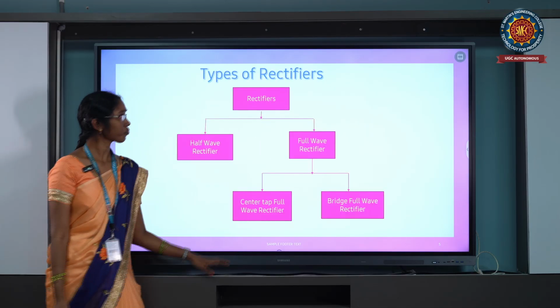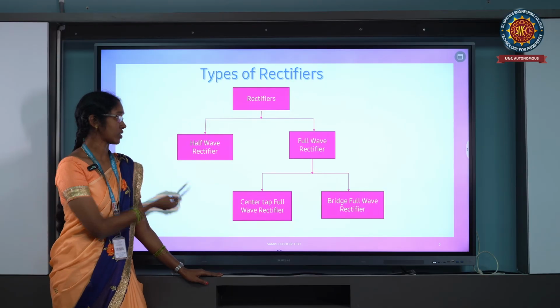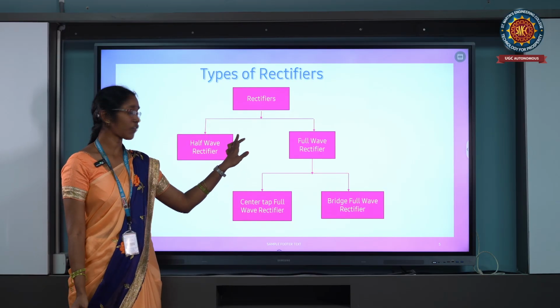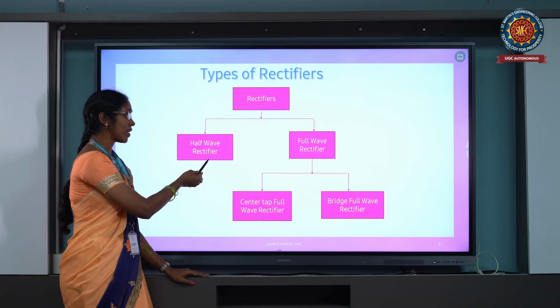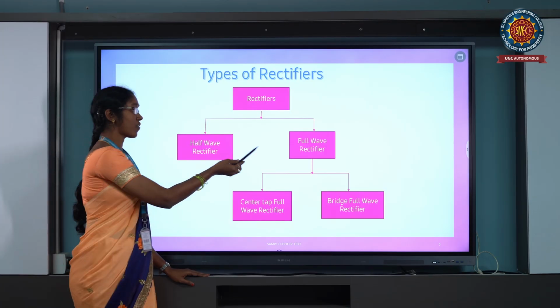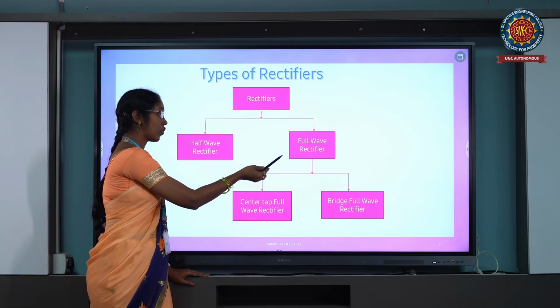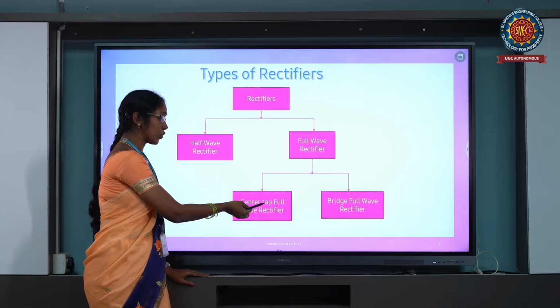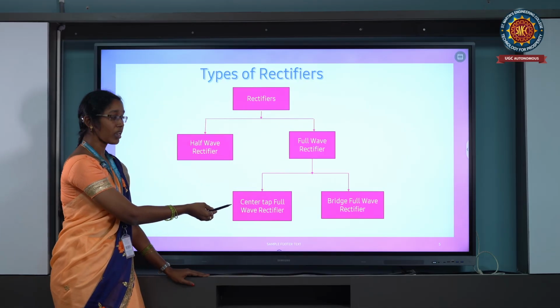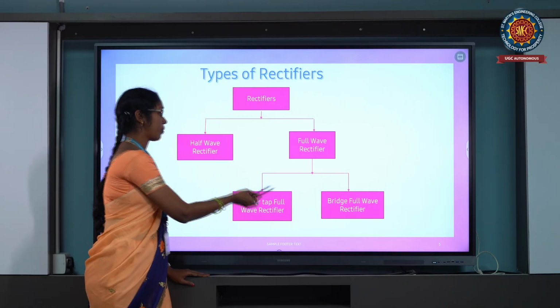Coming to types of rectifiers. Rectifiers are classified into two types. One is the half wave rectifier, another is the full wave rectifier. Full wave rectifier is subclassified into center tapped full wave rectifier and bridge full wave rectifier.